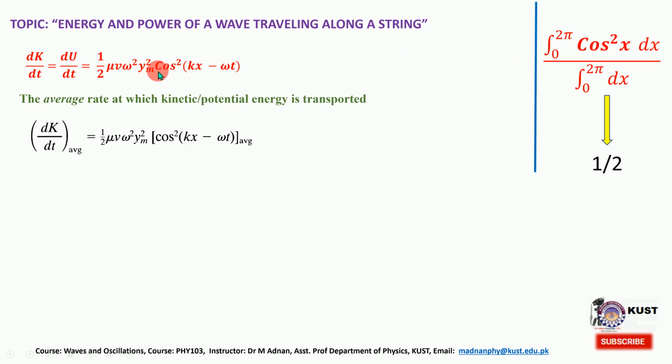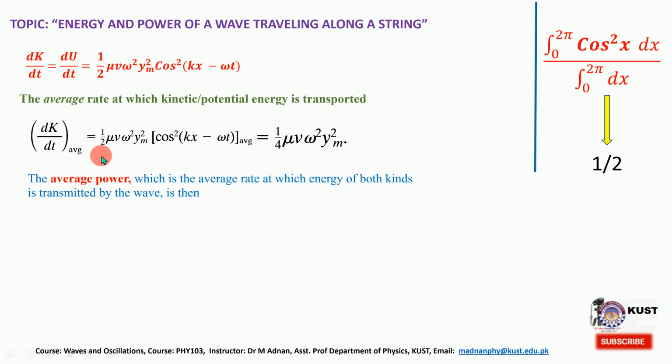Now the average value, whether kinetic energy or potential energy, since they are equal, will be equal to half mu v omega square ym square times the average of cos square, which is 1/2, so this will be 1/4. This is the average rate at which the kinetic energy is transported.